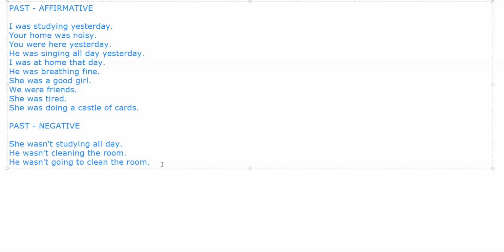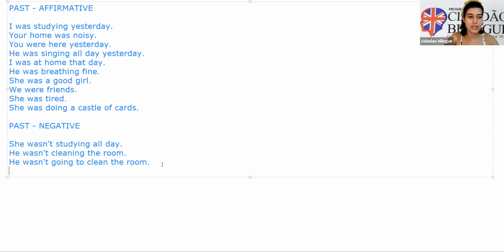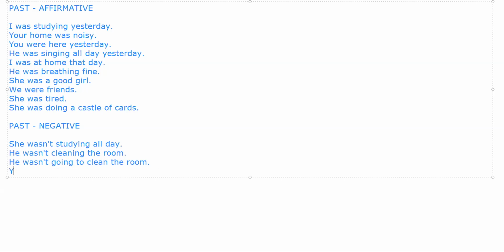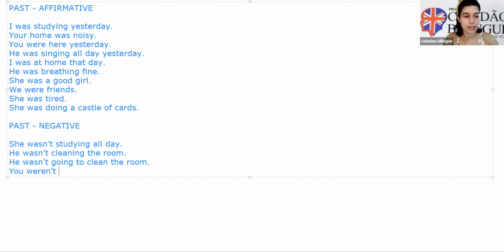For example, he told me that he wasn't going to clean the room. Ele me falou que ele não ia limpar o quarto. Entendeu? Yes. He wasn't going to clean the room. What else, you guys? You weren't afraid yesterday. Você não estava com medo ontem.